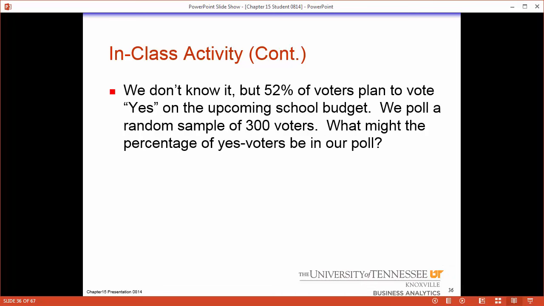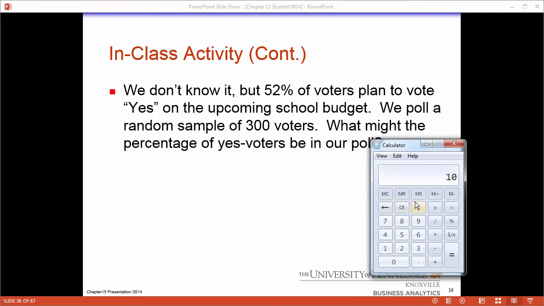You don't know it, but 52% of voters plan to vote yes on an upcoming school budget. We poll a random sample of 300 voters. What might the percentage of yes to no voters be in our poll? So let's take a look at this.